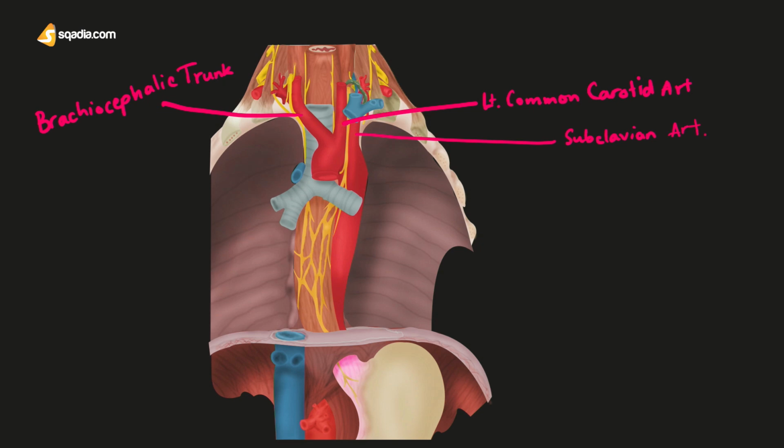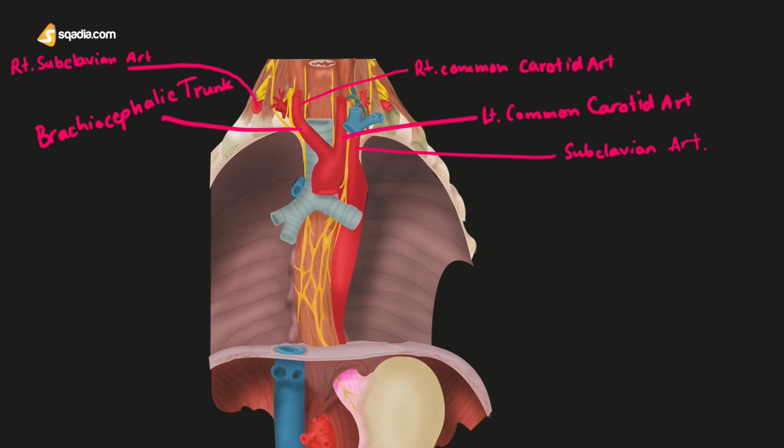And as we can see, the brachiocephalic trunk further divides into the right common carotid artery and the right subclavian artery. So here is the right common carotid artery. And this over here is the right subclavian artery. So these are the branches of the aortic arch.